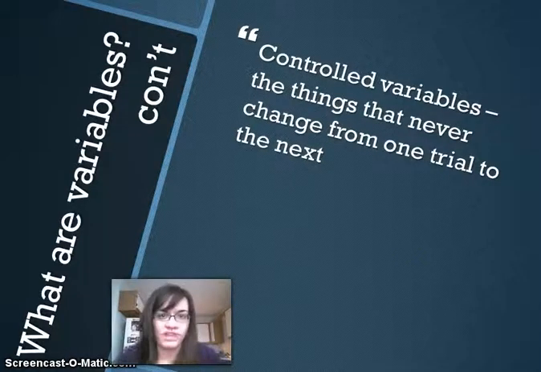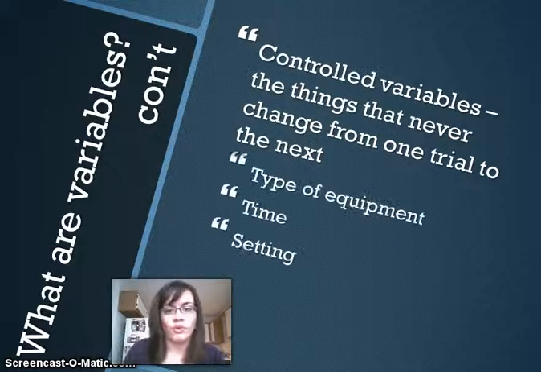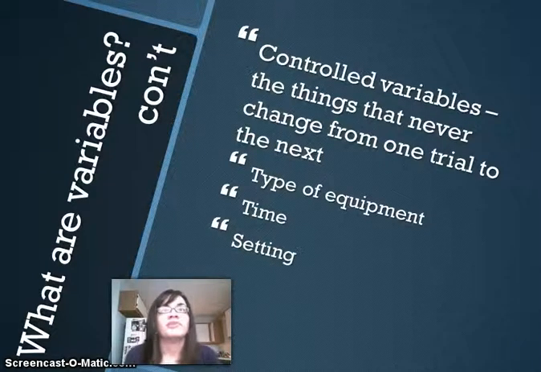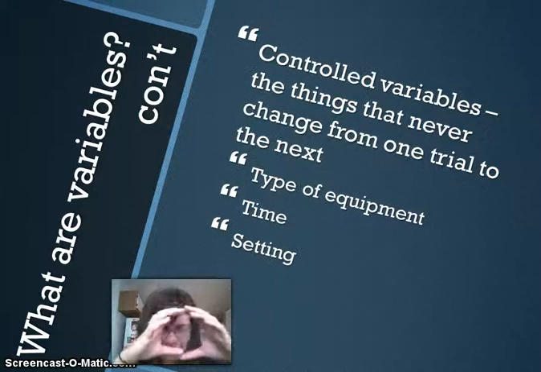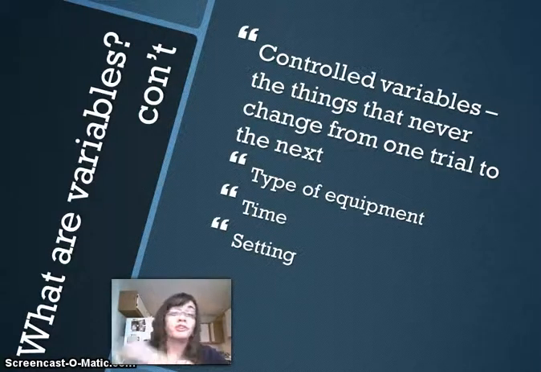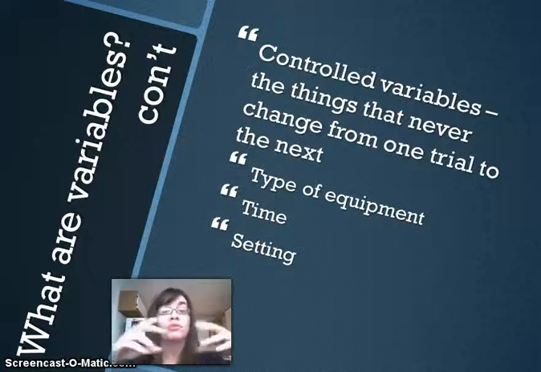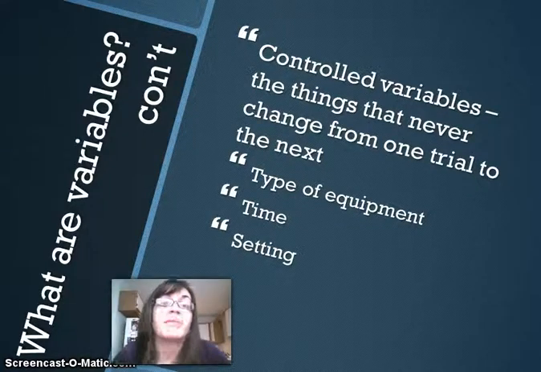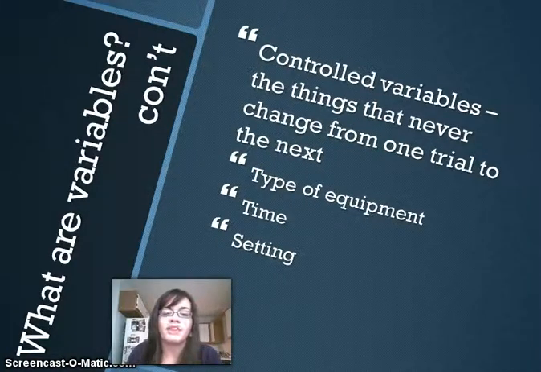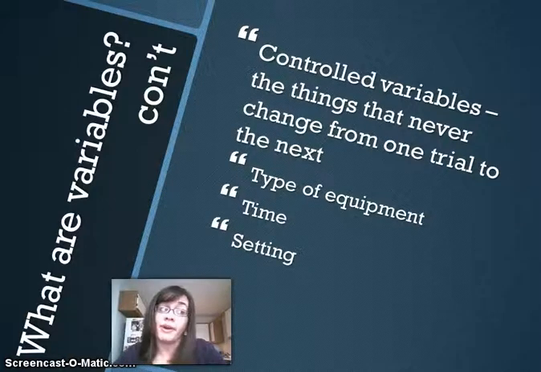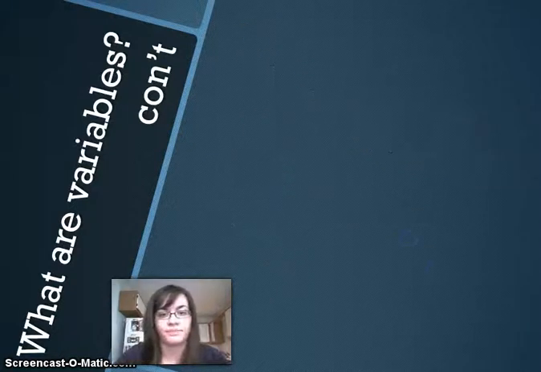These are things that never change from one trial to the next. So that could be like type of equipment. If you use a 60 ounce beaker in one trial, you need to use it in the next one. If you do the experiment for 30 minutes in one trial, you need to do it for 30 minutes in the next trial. These things have to be consistent, so that way they don't disprove anything, because people could say, well, this wasn't consistent, so how do you know that your findings are accurate? Your controlled variable is what never changes.